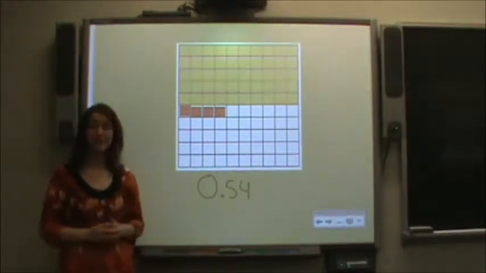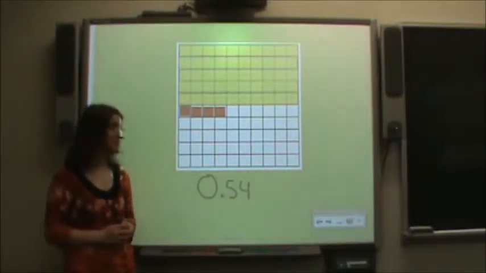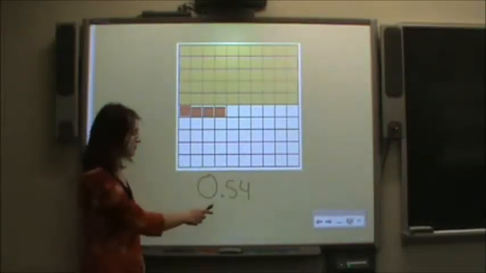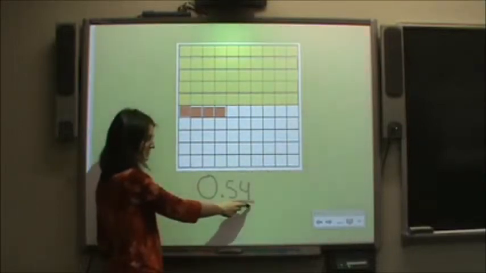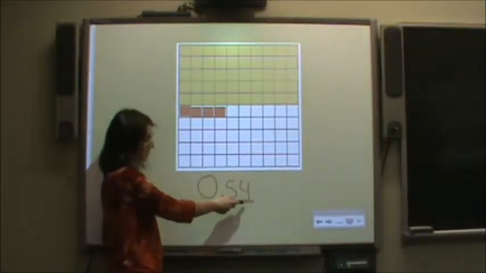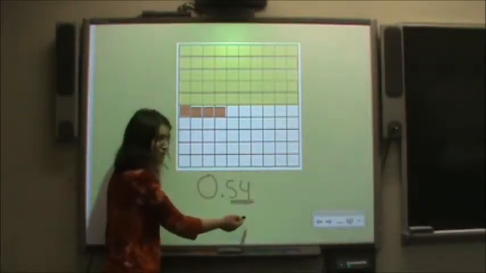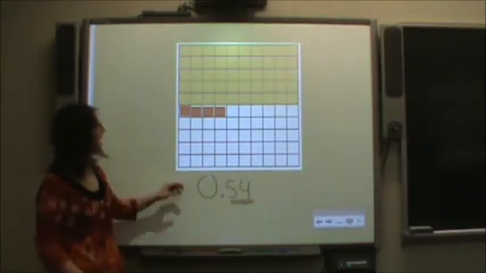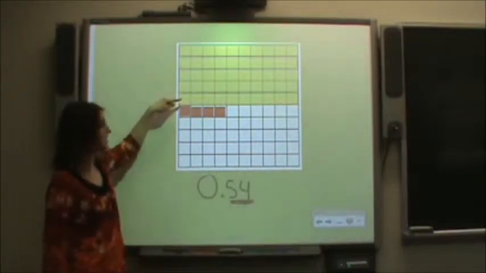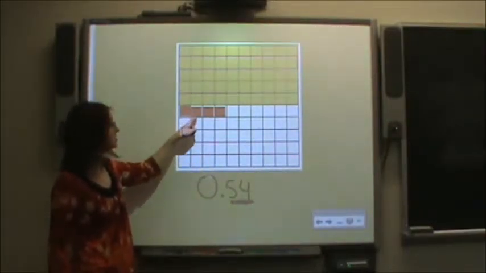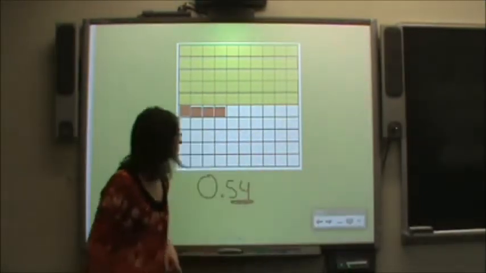Whisper how you would read that decimal the correct way. Hopefully you whispered 0 and 54 hundredths. Remember, you read it just like it's a normal number, and then you say the place value of the last number that you read. So our hundredths place is the last one we read, so that's 54 hundredths. And the reason I got that is because there's 1, 2, 3, 4, 5 tenths. So that's where this 5 comes from, and then 1, 2, 3, 4 hundredths. Let's try another one.